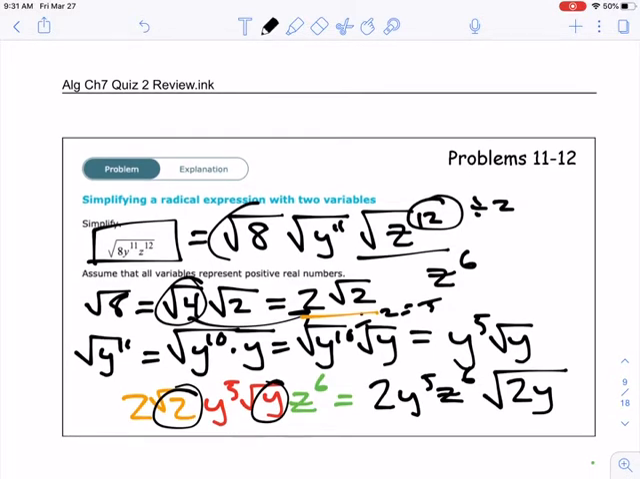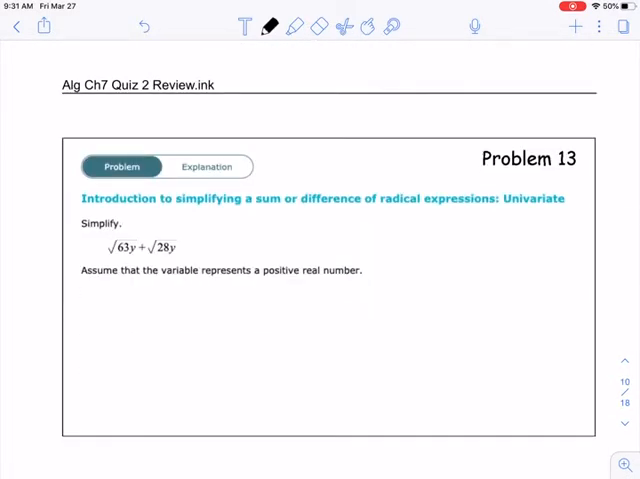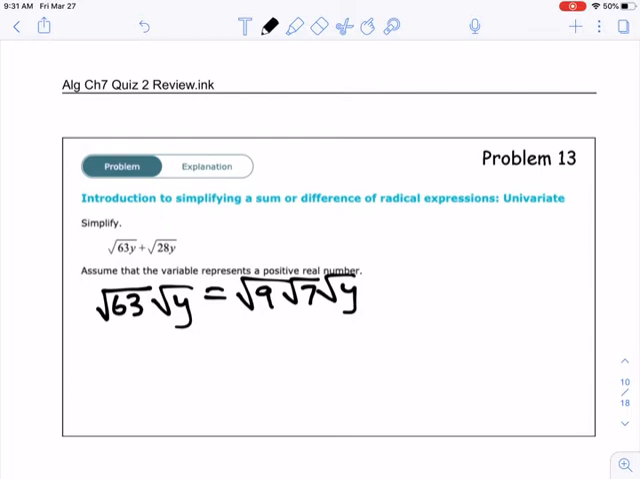All right, let's do one more problem, sneak that in on this video here. Simplifying a sum or difference of radical expressions, univariate, that means one variable. So square root of 63y, basically think of that as this. All right, simplify that, and 63 we can bust up to this: square root of 9 times square root of 7, and then there's your square root of y. I can simplify that down to 3, and then I'm going to put the 7y stuff back together. All right, so we have that.